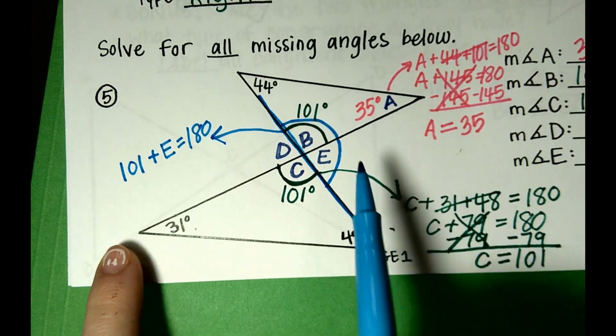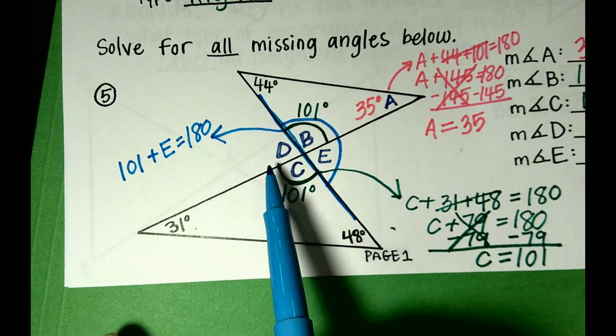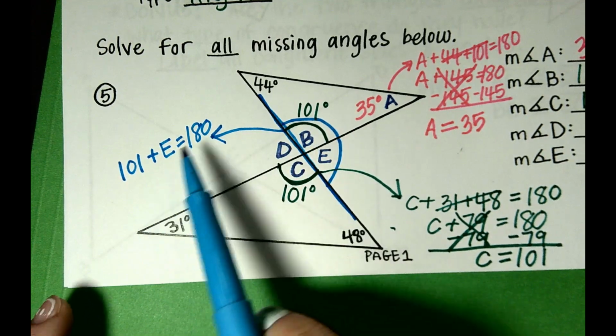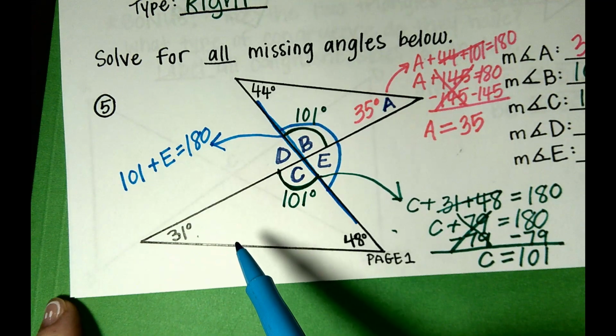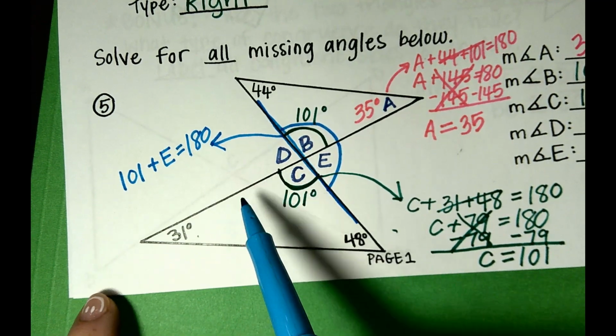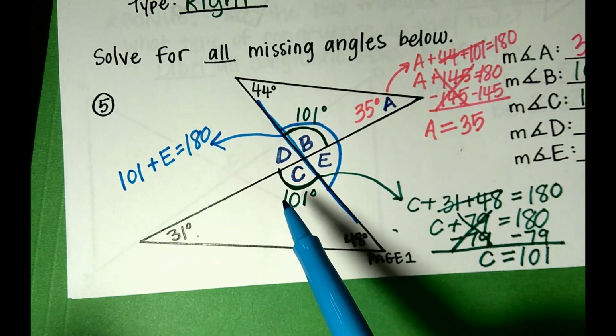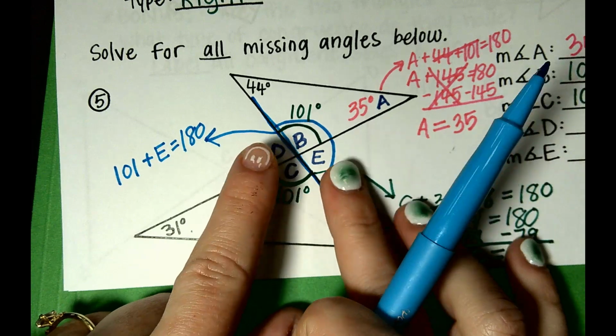Okay. Now, before we go on solving this, is anyone unsure how we got this equation? I did D plus 101 equals 180. And you can 100% do that too, because these will be equal to each other anyway.